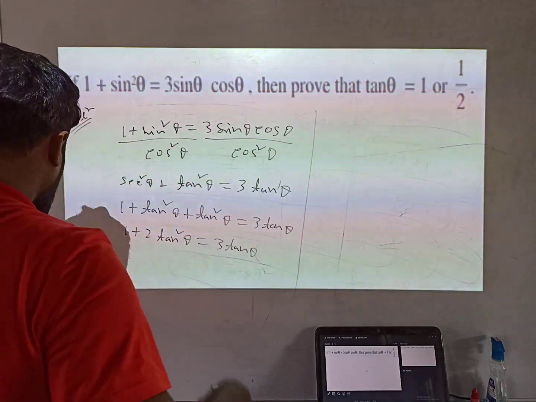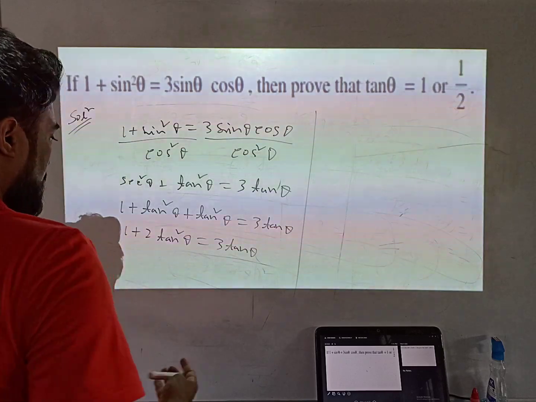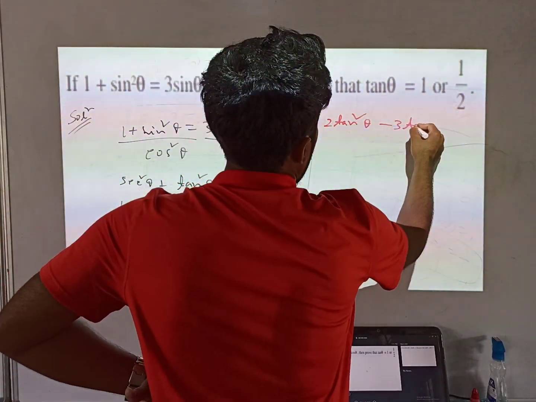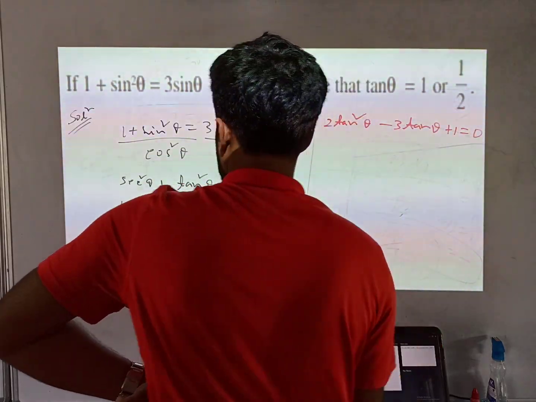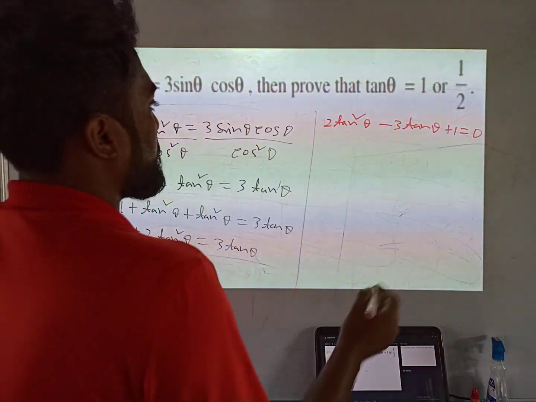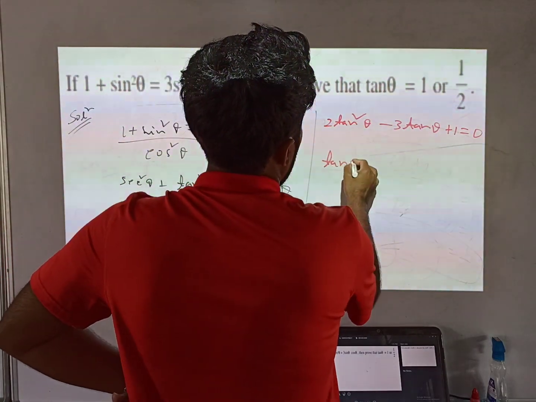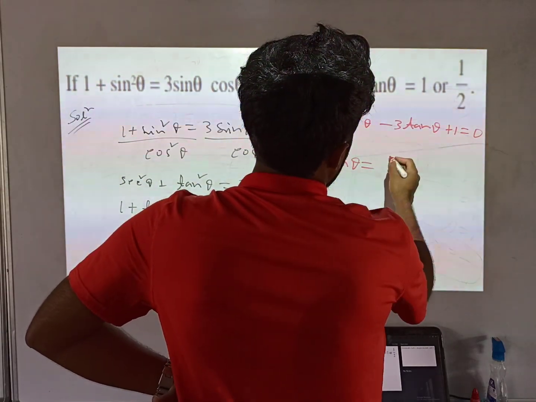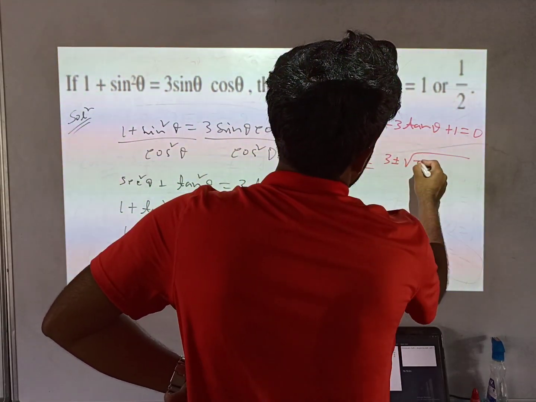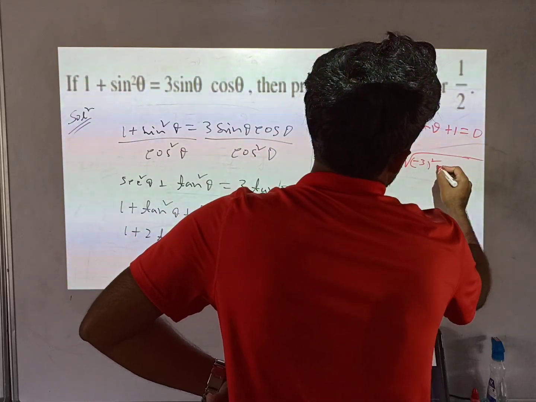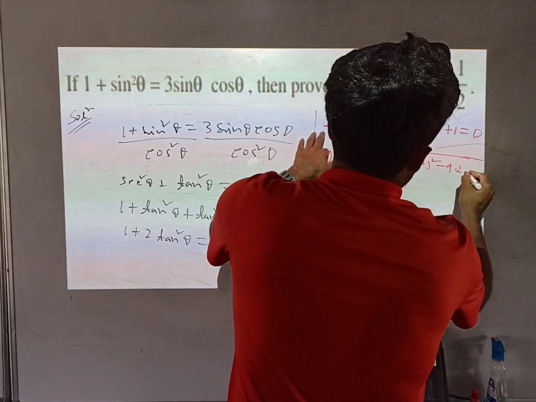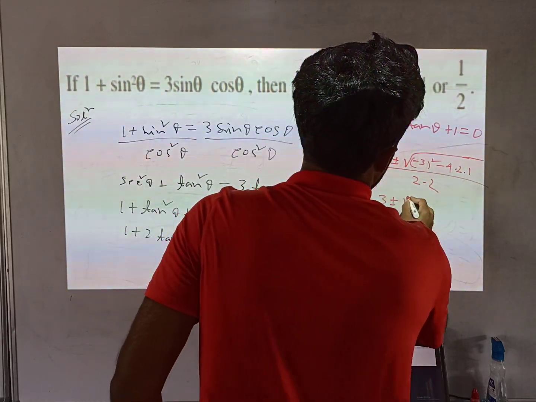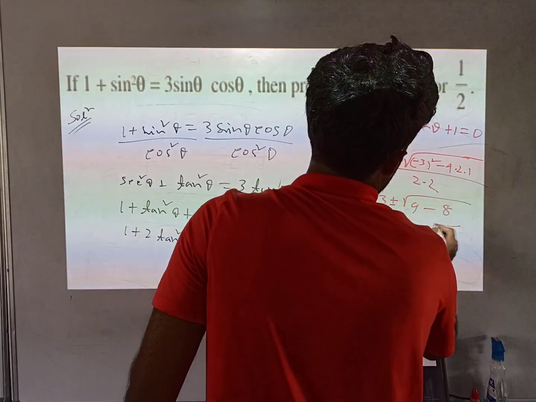Come to this side. So finally what do I get? 2 tan square theta minus 3 tan theta plus 1 equals 0. Now I will use the quadratic formula, that is tan theta equals minus b, so minus of minus 3 means plus 3, plus minus root of b square, that is minus 3 whole square, minus 4 into a, that is 2, into c, that is 1, divided by 2 into a, that is 2 into 2. So there is 3 plus minus under root 9 minus 8 divided by 4.